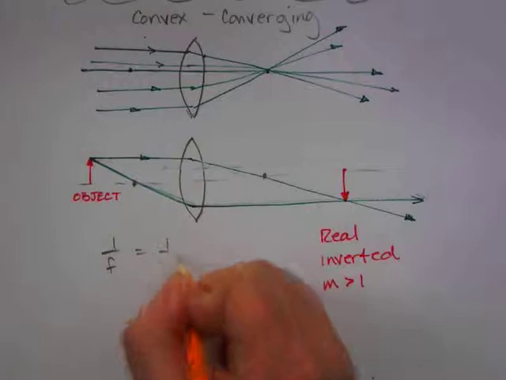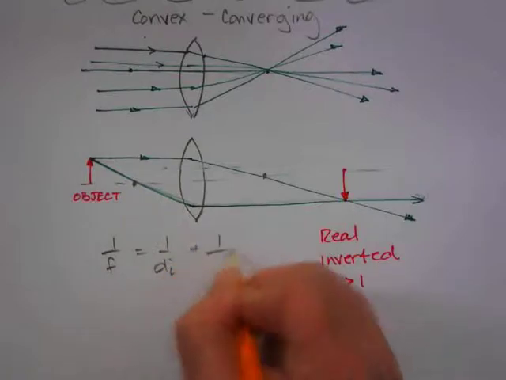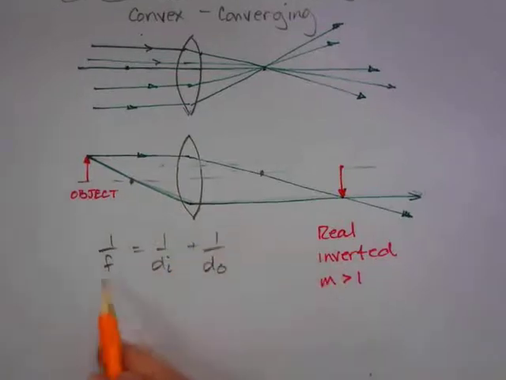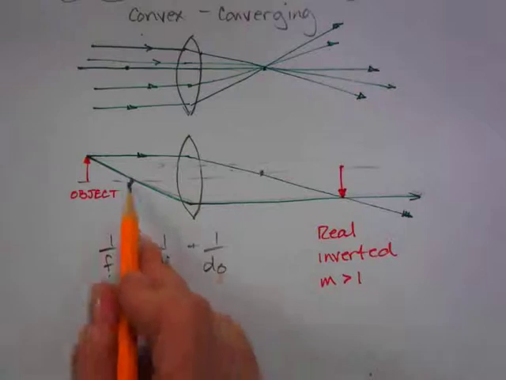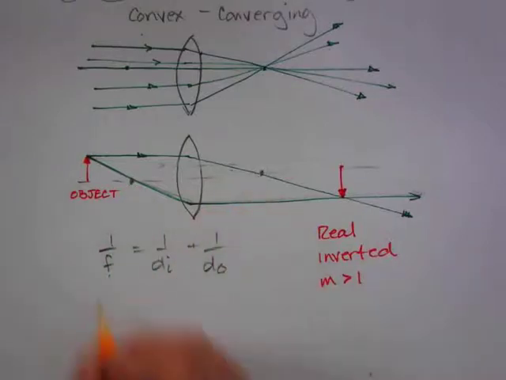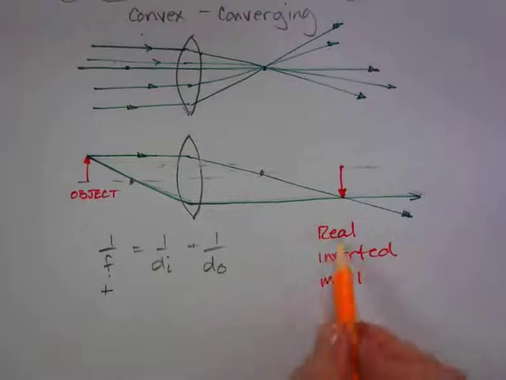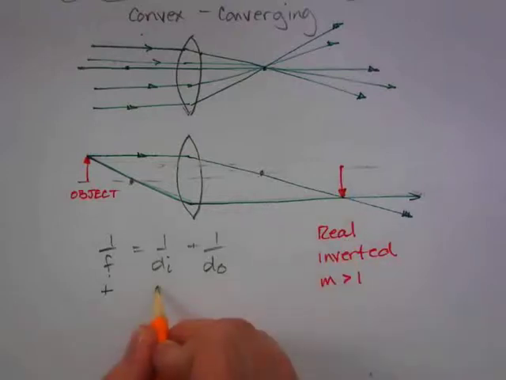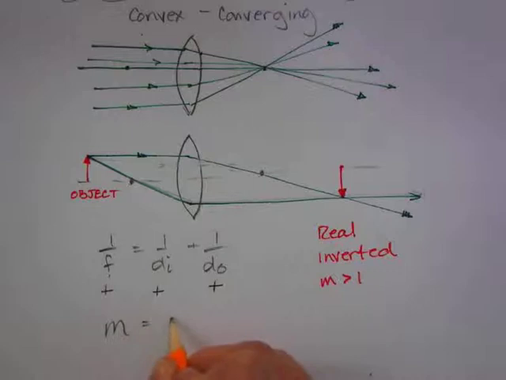So, now let's look at positives and negatives. 1 over F equals 1 over DI plus 1 over DO. Focal length, positive or negative? Is there real light going through those focal points? Yes. So if it's real, it's positive. The image is real, so the image distance is? Yep, and object distance is always positive. What if the object is inside the focal point? Oh, we're going to do that one.